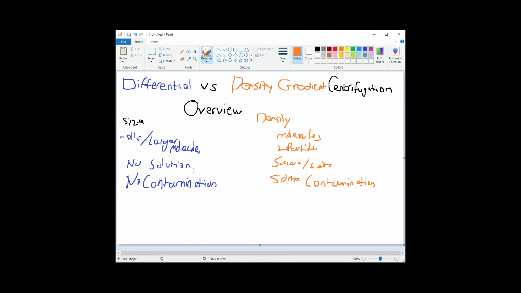In conclusion, differential and density gradient centrifugation are two different methods used to separate different particles, usually larger versus smaller, and differential uses size versus density uses the actual density to separate them. The main difference between the two is the type of physical property on which each type of centrifugation method is based.